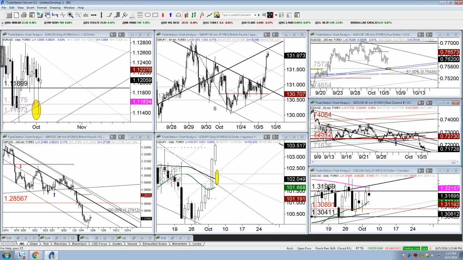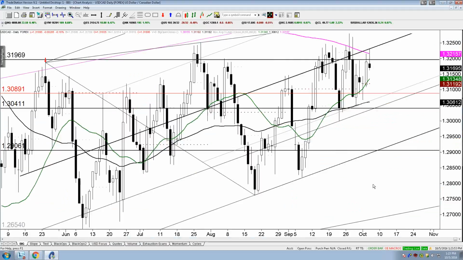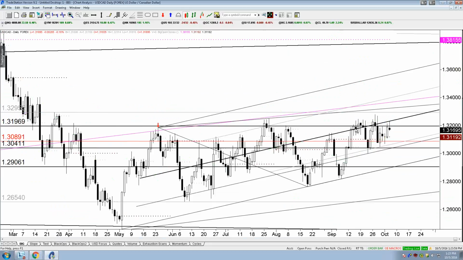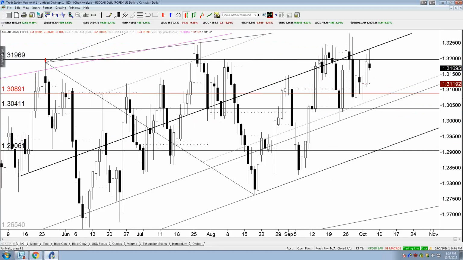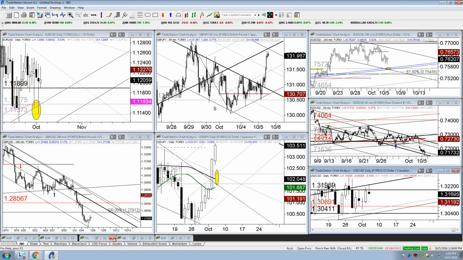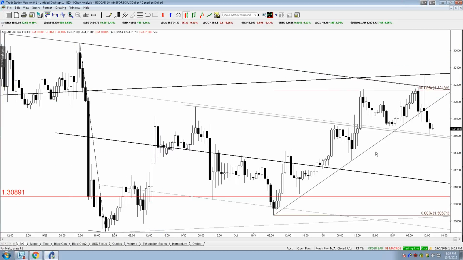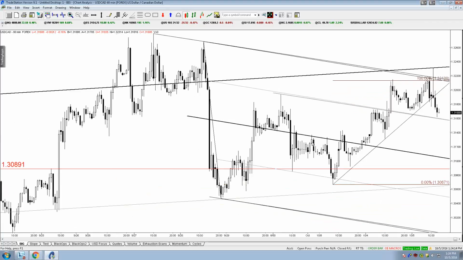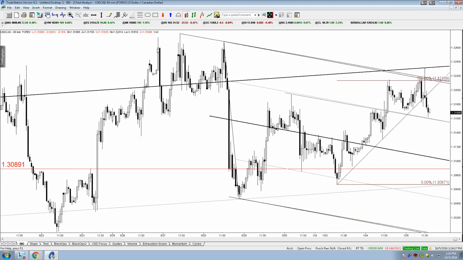So crude, is this thing topping or what? 200-day average here. I like the response on the median line. The short-term picture, I'm following this for the short term. Essentially, we're just looking at a trend line off the highs.